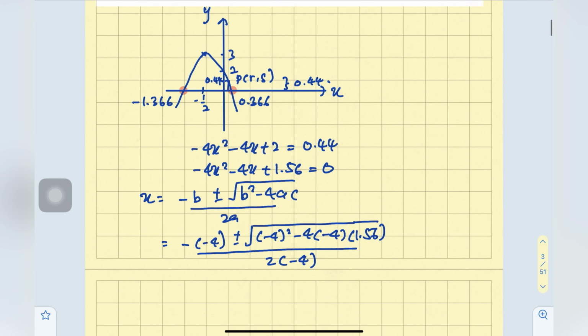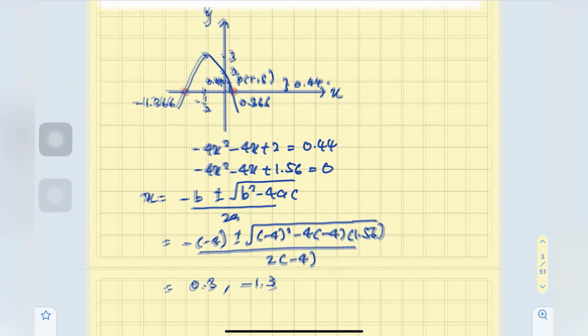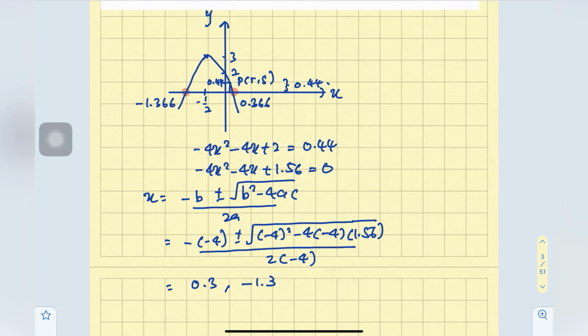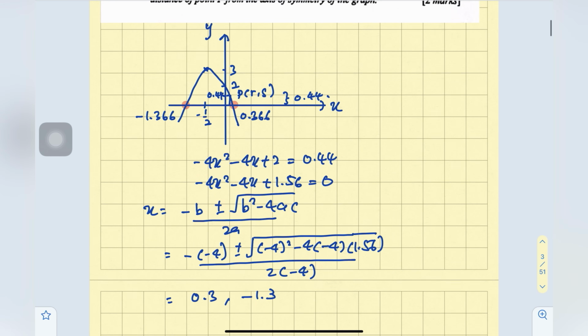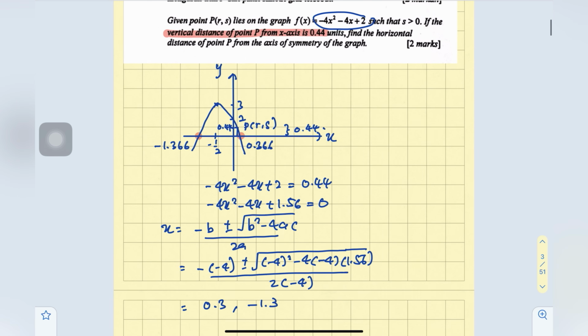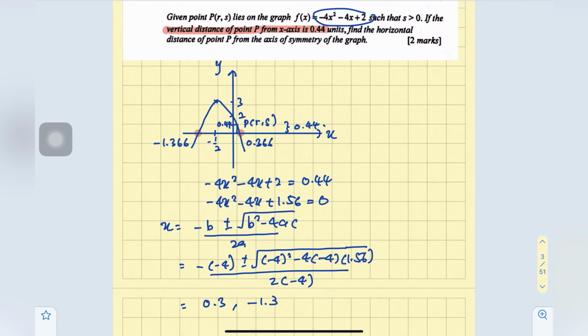So you just press the calculator. You will get the answer 0.3 and negative 1.3. Now we have two values of x, which are 0.3 and negative 1.3. Actually, if we look at the question, s is more than 0. This one s is more than 0, so it means r is also more than 0. r is actually the value of x. So this one is r. The positive one is right here, 0.3, the value of r.